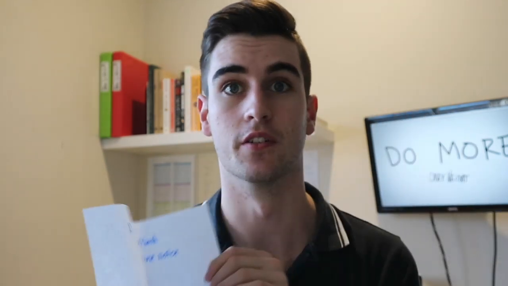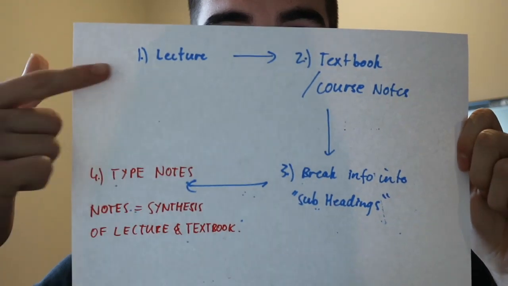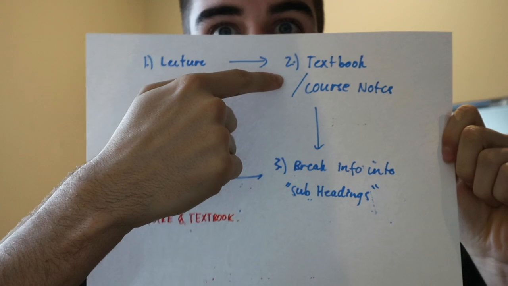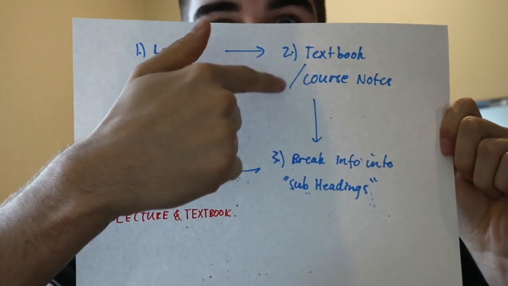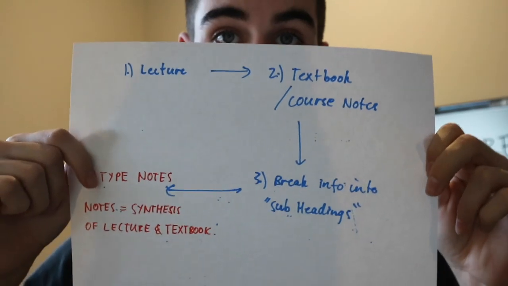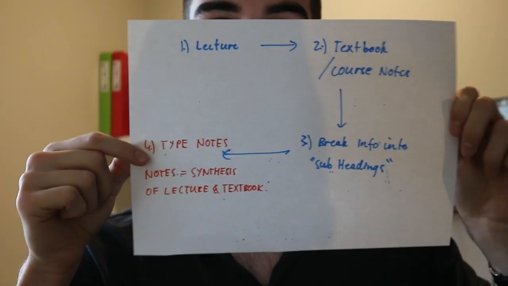Here's the sequence of events that you need to follow in order to make good university notes. It should look a little something like this. You want to go to your lecture, and then you want to read your textbook notes or course notes, and then you want to break that information into its appropriate subheadings to make it easier when you're studying, and then finally write your notes, and type them.